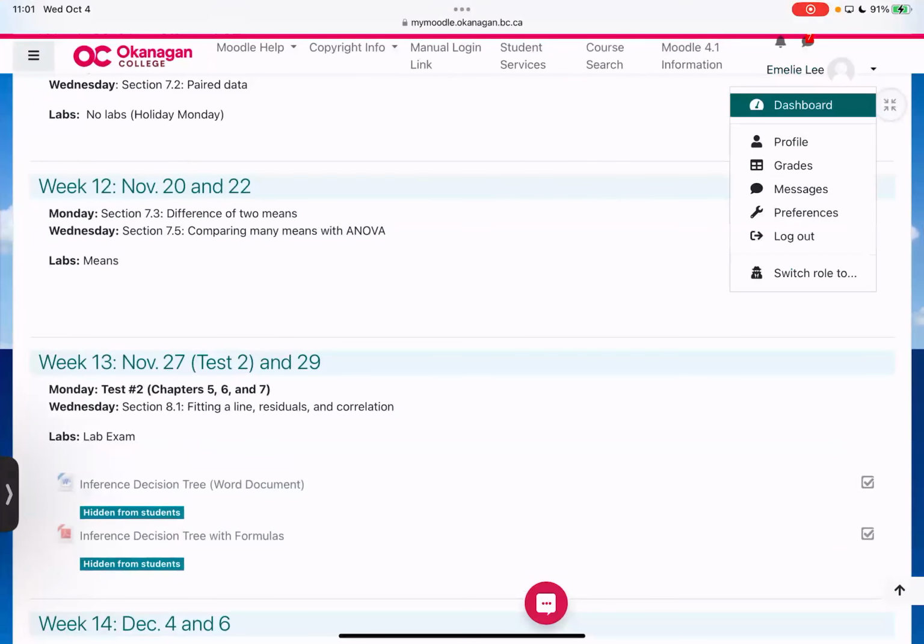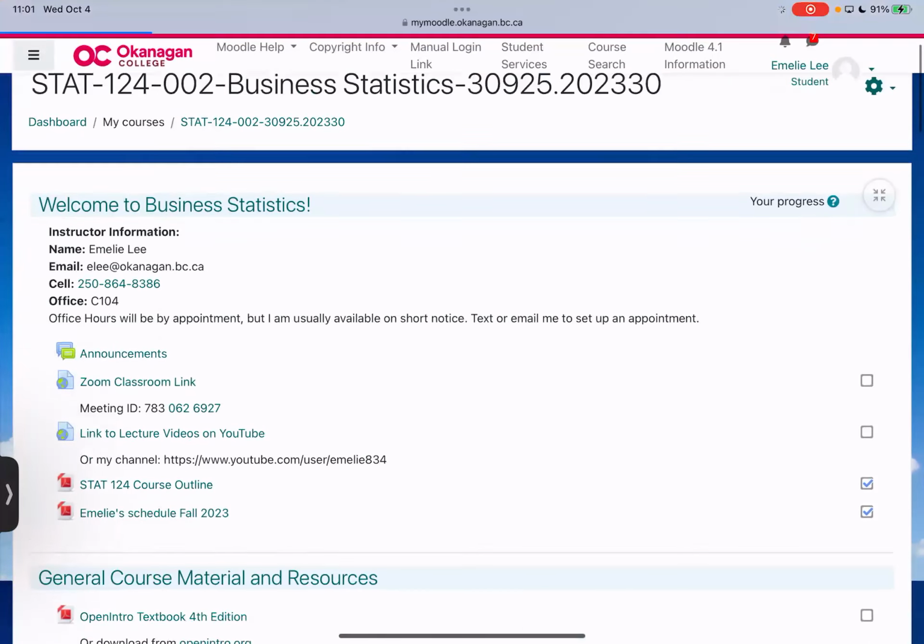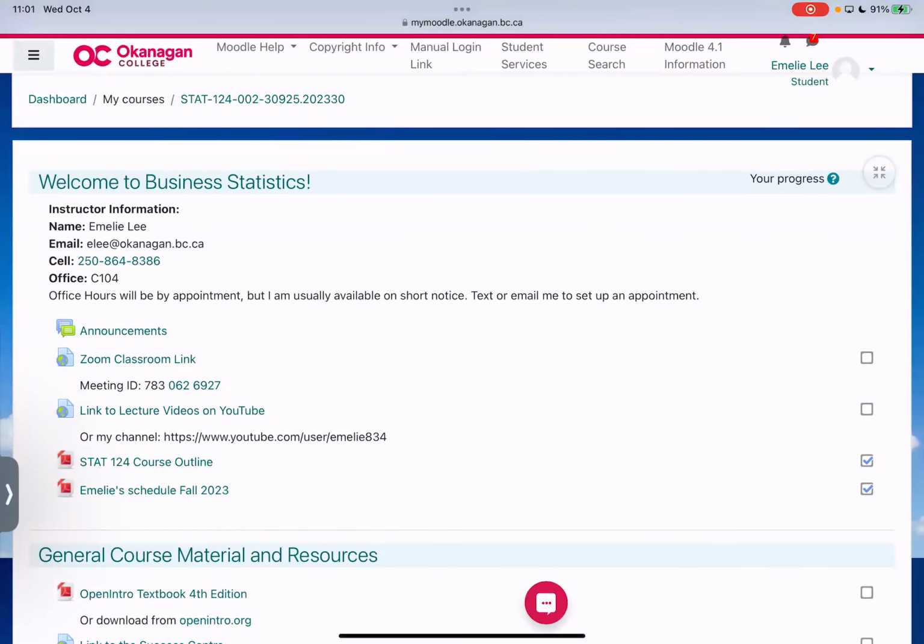And I guess I should change this. Make me a student. I feel like I scrolled through our Moodle page, but maybe I forgot.